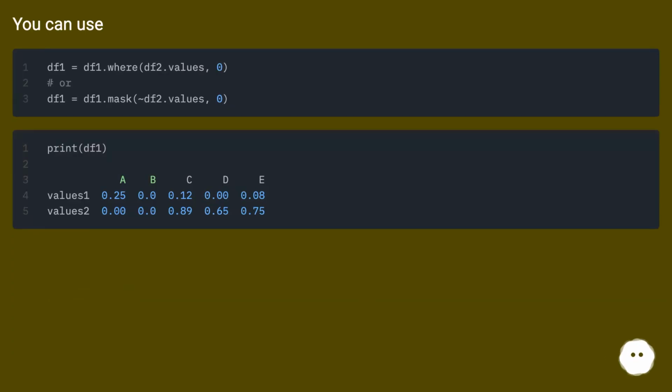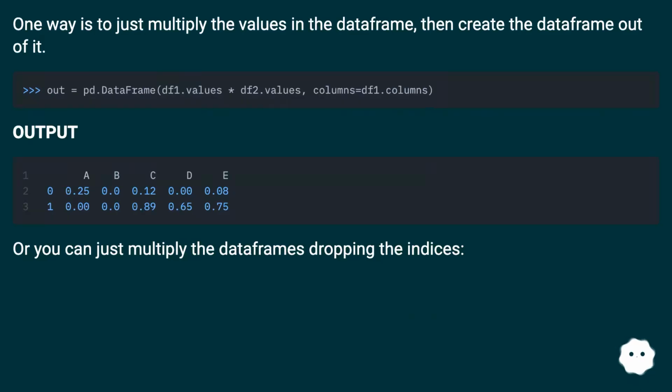You can use one way is to just multiply the values in the data frame, then create the data frame out of it. Output. Or you can just multiply the data frames dropping the indices.